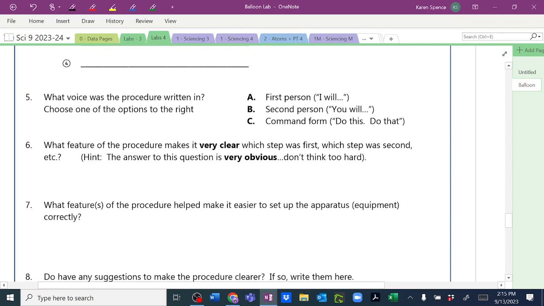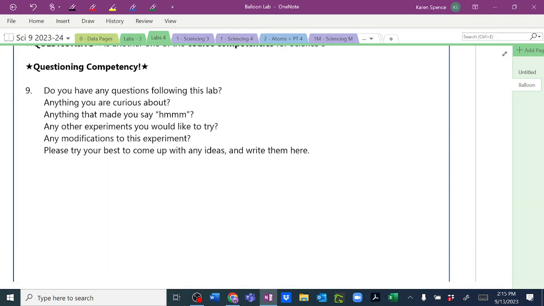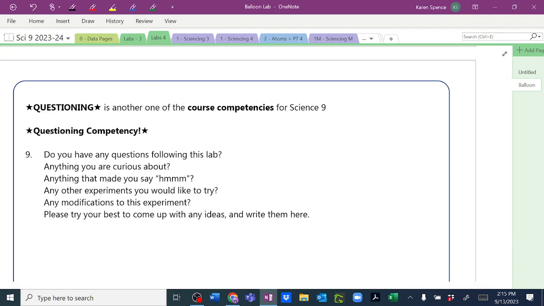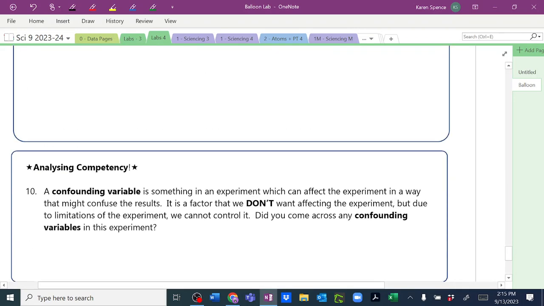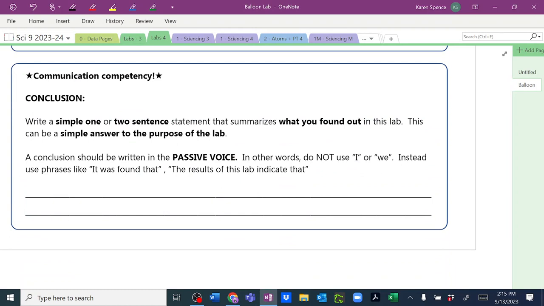I'm not going to go through all of the other questions, but feel free to ask me questions along the way about that. Questioning is another Science 9 competency, so do your best to try for those. Analyzing, you can read through these. Your homework will be to complete the lab. Some of you might have questions once you get home, and you're like, oh, I don't know how to answer this. What could you do if you end up in that situation?